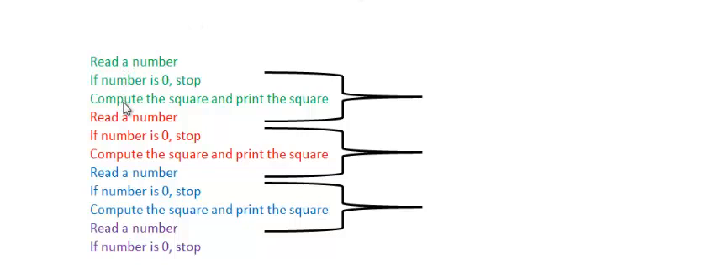The first three lines show the code for reading and squaring the first number. The ones in red correspond to the second number. The ones in blue correspond to the third number, and so on.